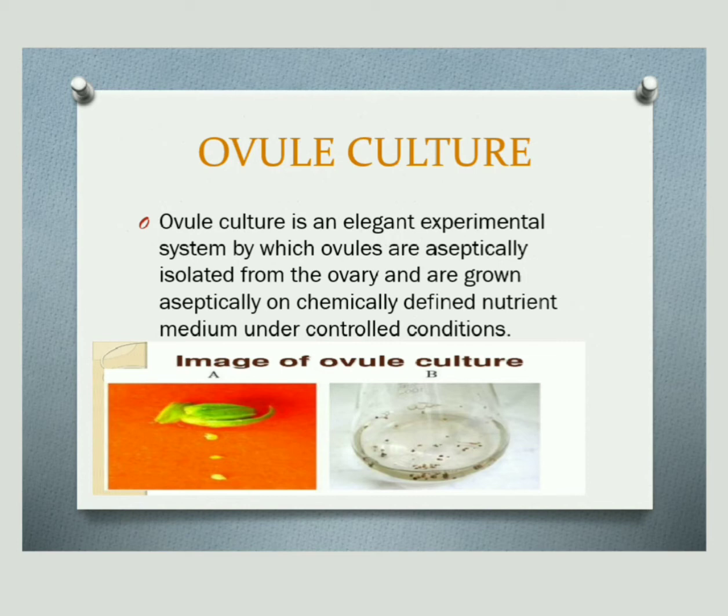Okay, so now the ovule culture. This is an experimental system by which the ovules are separated from the ovary without any infection, and they are grown aseptically on a chemically defined nutrient medium, the medium which we prepare in the laboratory artificially under controlled conditions. We grow them, and the culture is prepared.